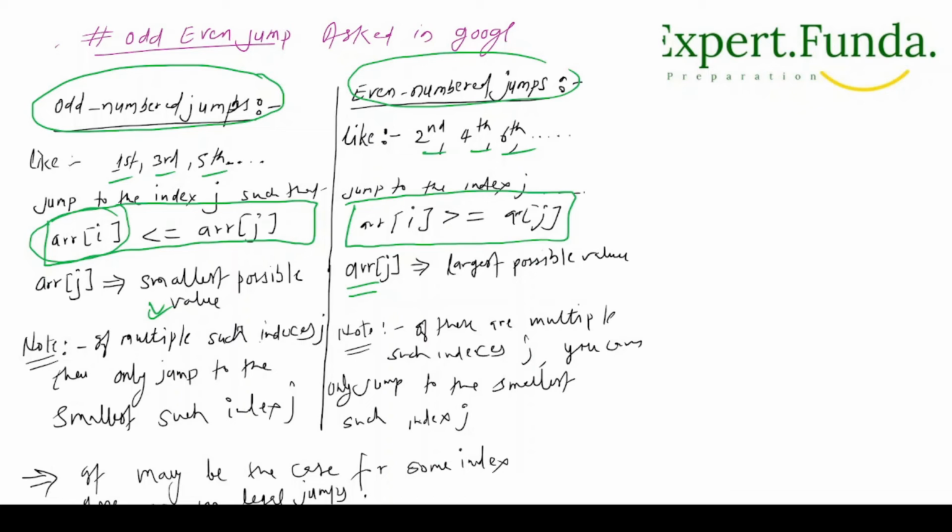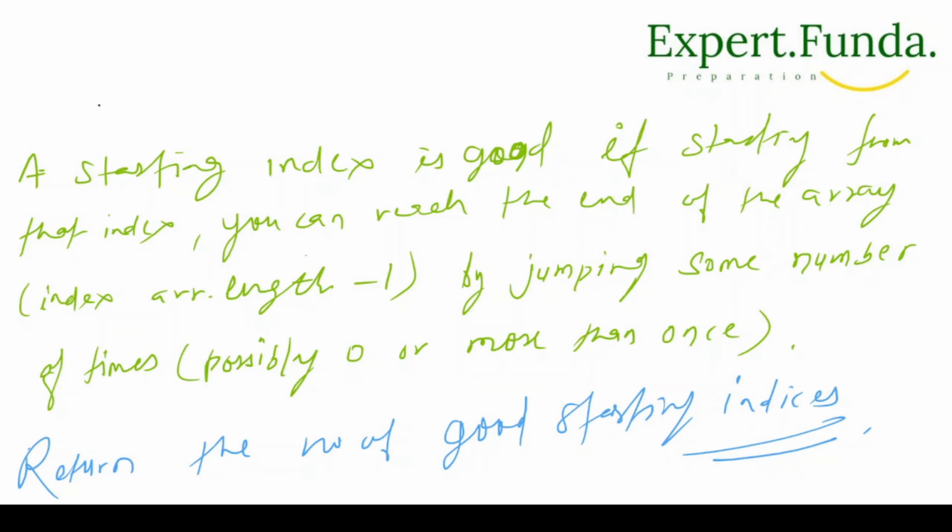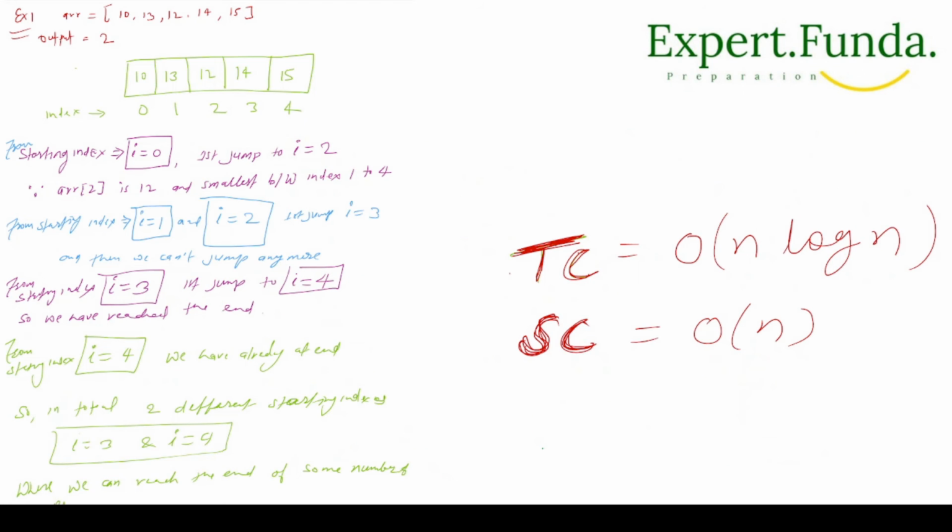Now, if multiple such indices are coming, we have to make the smallest index jump. So we have to check the smallest one. There may be a case for some index where there is no legal jump, so you can skip that. Now, if from the starting index you can reach the end of your array, that is array.length minus 1, that is called a good index. So we have to return the number of good starting indices.